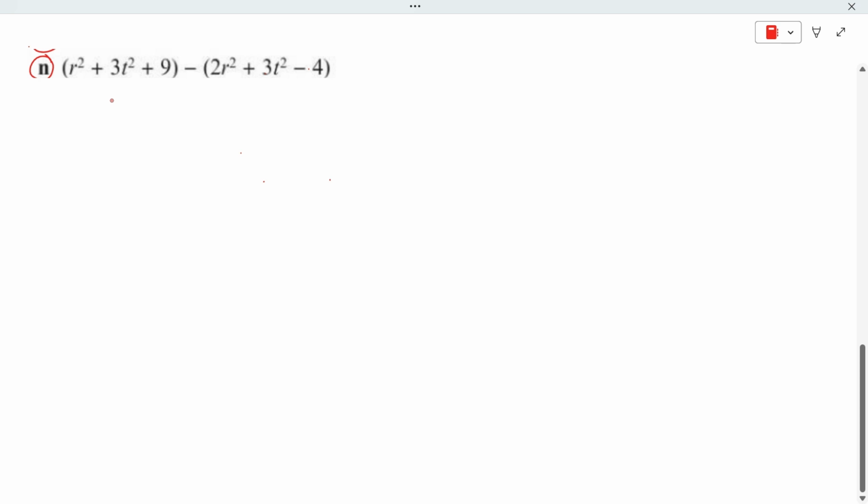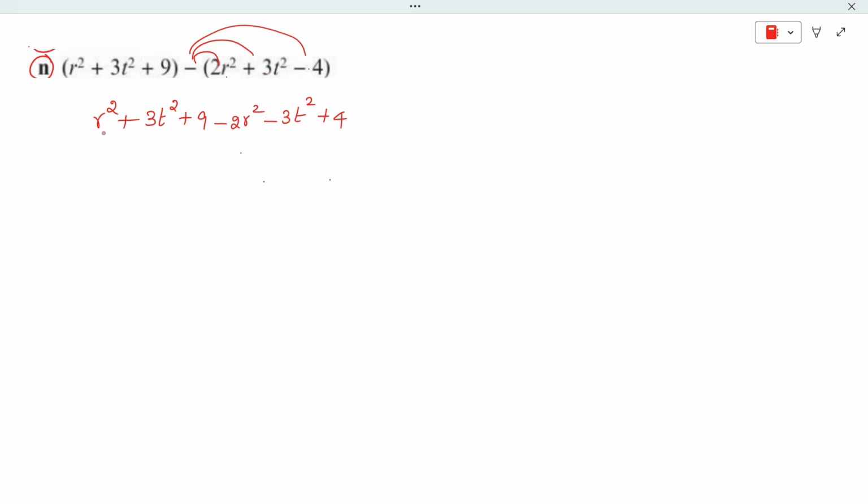Let's simplify this question. The first expression you just write as it is. It has three terms, isn't it? So write it as it is. Before writing the second expression, you can see the negative is placed outside, so it is going to reverse the sign of the terms inside the bracket, isn't it? Positive 2r square will become negative 2r square. Positive 3t square will become negative 3t square. And negative 4 will become positive 4. So when a negative is placed outside the expression, you have to multiply with minus. All the terms inside the bracket are going to reverse their signs.